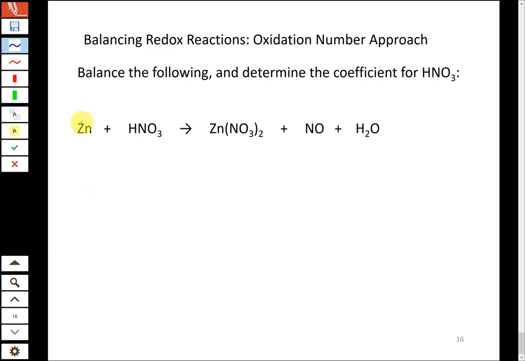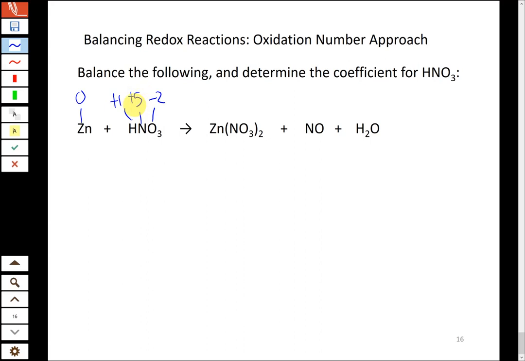So we have zinc, which is an element by itself. That's going to be 0. And then what we have is HNO3. So we're going to have -2 and +1 for oxygen and hydrogen. That's -6. That's +1 is -5. So we need a +5 on nitrogen to balance that out. So we have +5 there.